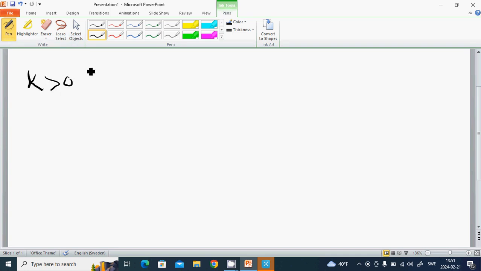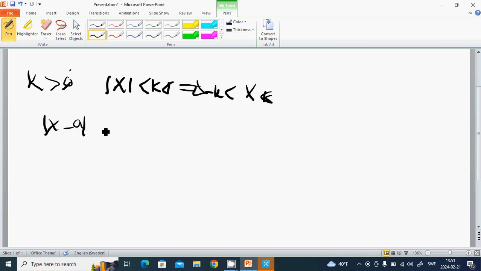if k is a positive value, and also absolute x less than k if and only if x is between minus k and k. This means that absolute x minus a less than k is also x between a minus k and a plus k.